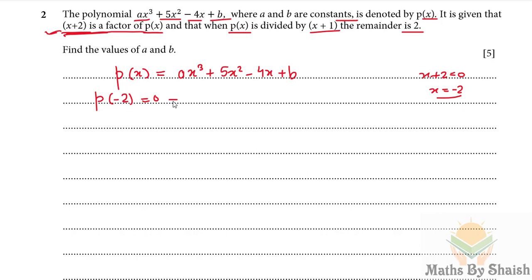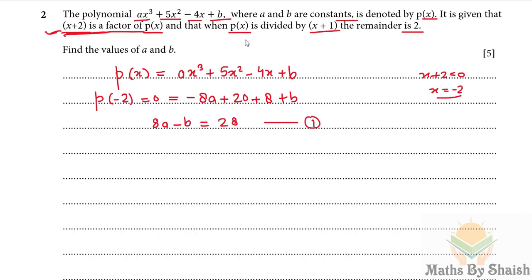So we put x as minus 2 here and we get minus 8a. X is minus 2, so x square becomes 4, and 4 fives are 20. Then minus 4 times minus 2 is plus 8, and plus b. We can simplify it and take it to this side. It becomes 8a minus b equals 28, and this is the first equation, let's say.